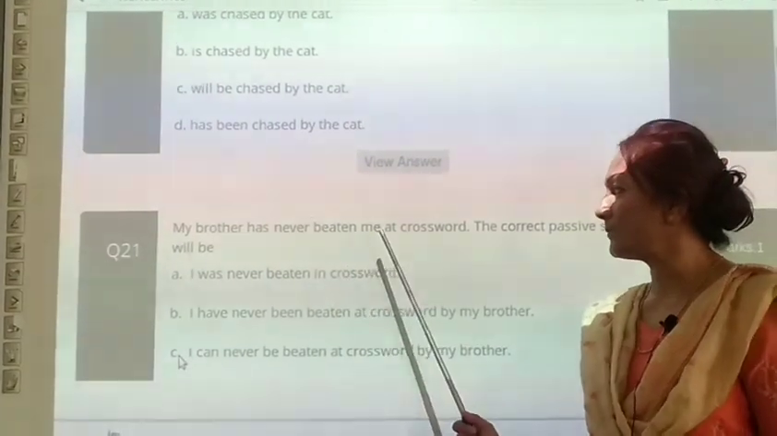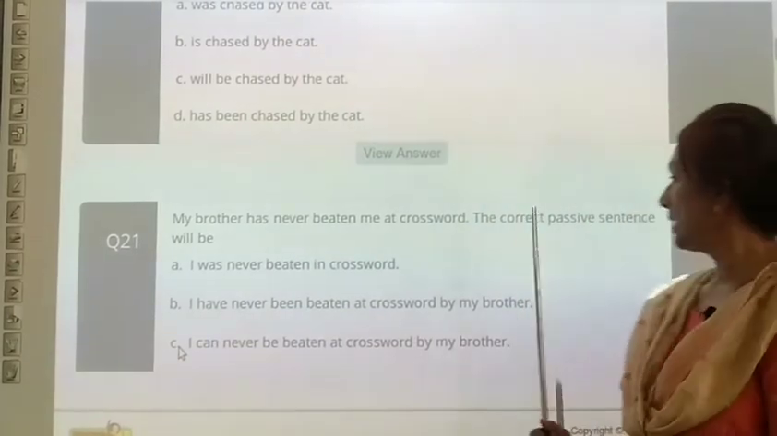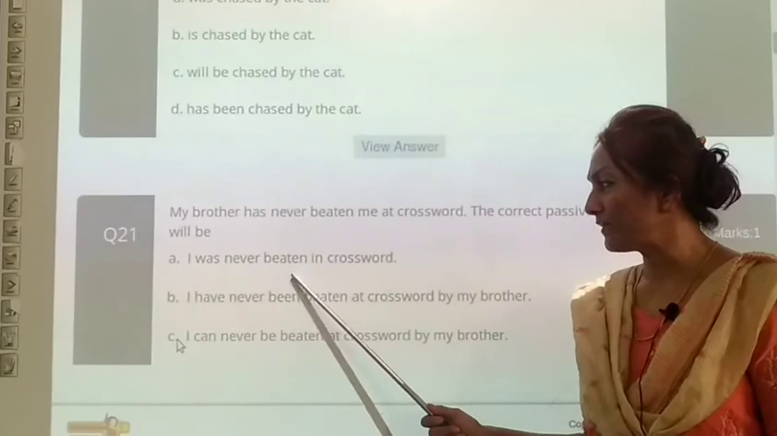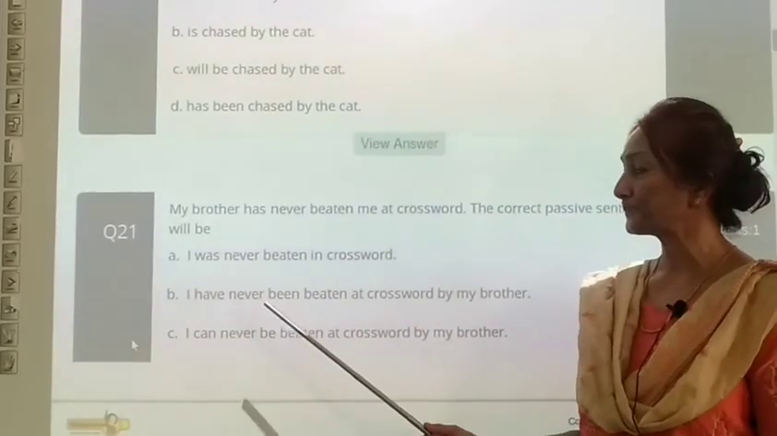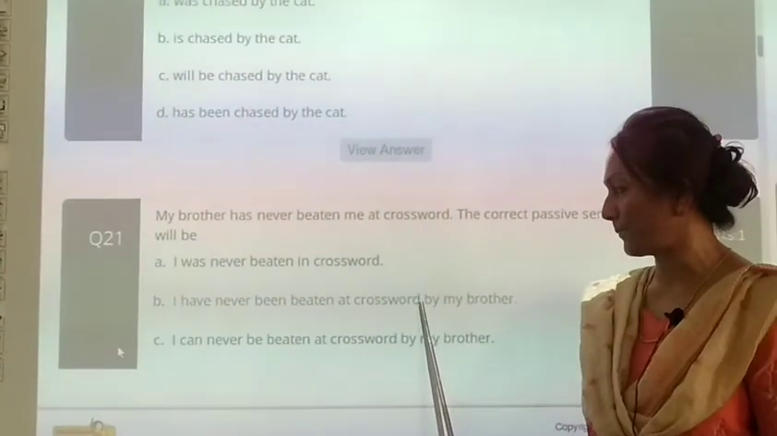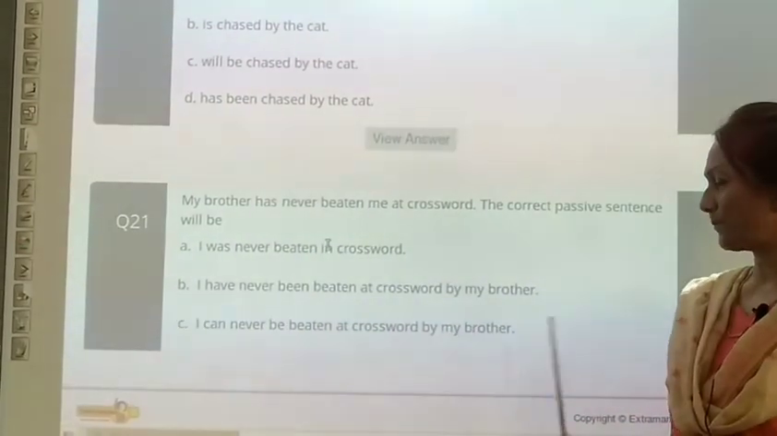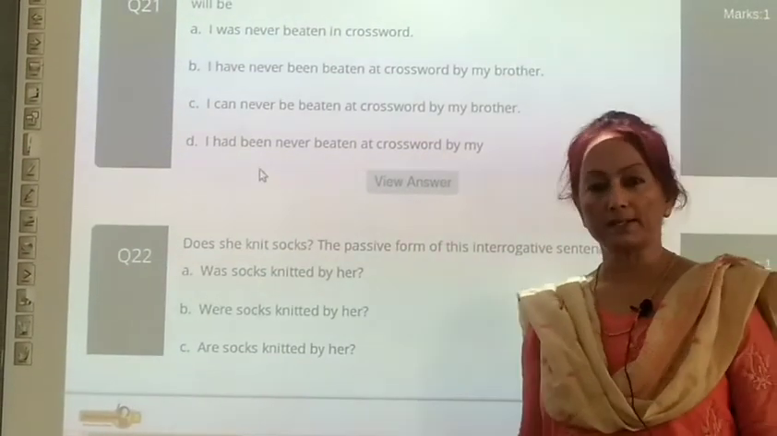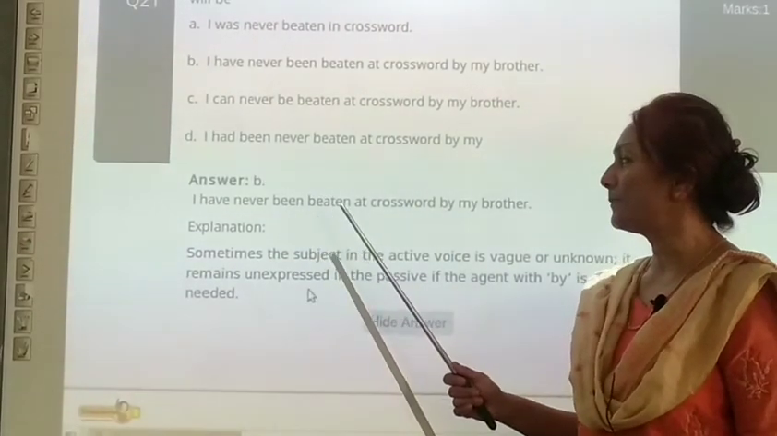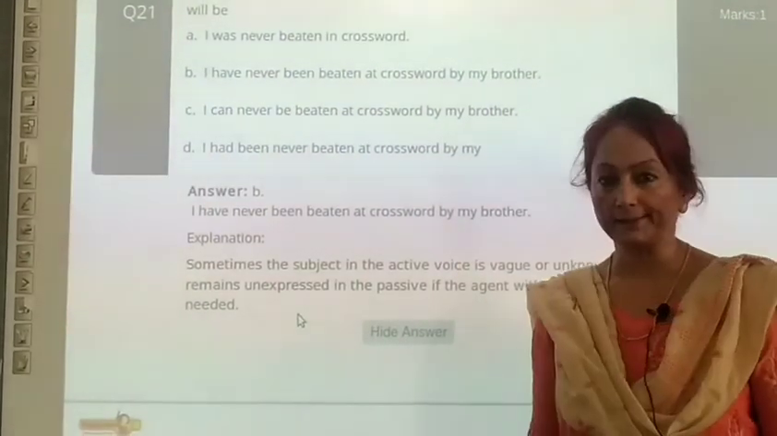My brother has never beaten me at crossword. Crossword, that puzzle. The correct passive sentence will be, I was never beaten in crossword. I have never been beaten at crossword by my brother. I can never be beaten at crossword by my brother. The right answer is, I have never been beaten at crossword by my brother.